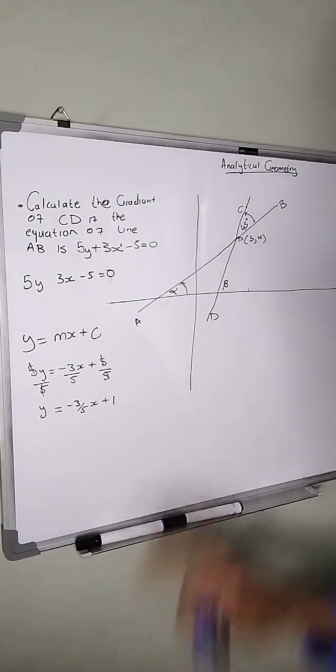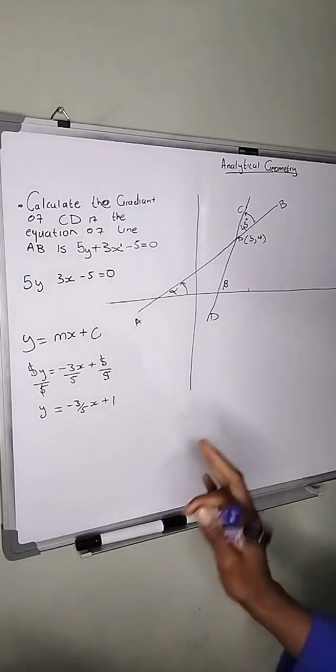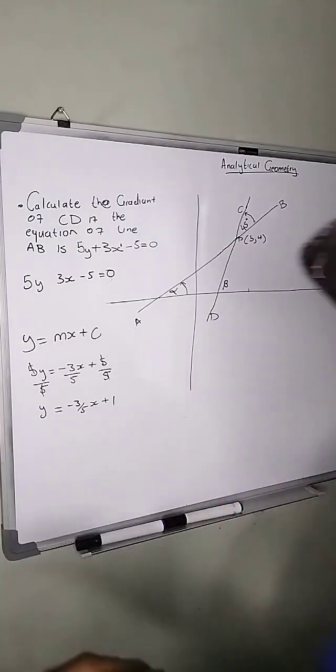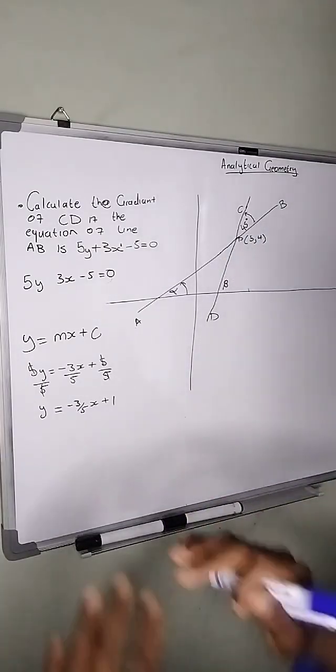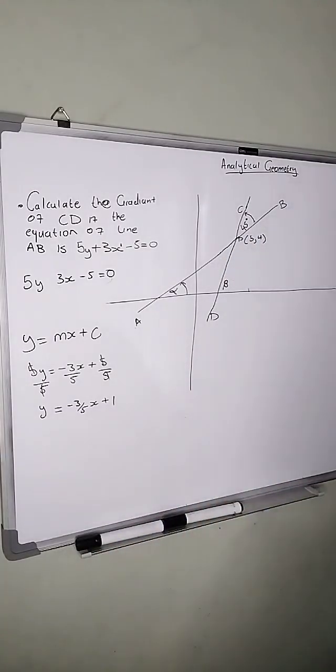What am I talking about? What is wrong here? What is wrong with AB? Just check AB and check the equation.